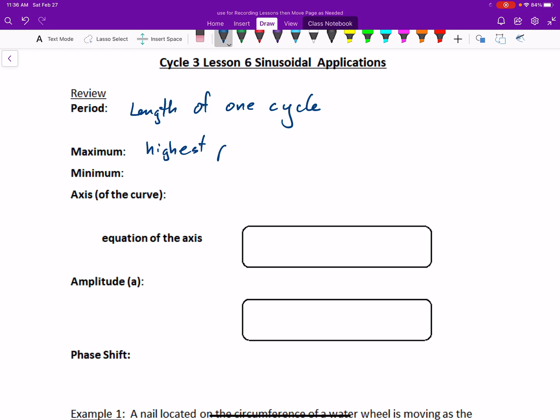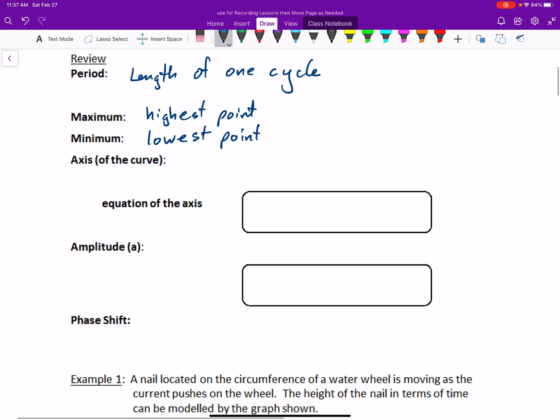Minimum, lowest point. Being periodic, a function has to have both a highest point and a lowest point. Logically, we can't have a repeating function if it doesn't get to some maximum and then come down, and then get to some minimum and go up and keep repeating that. The axis of the curve is the middle, halfway between the maximum and the minimum points.